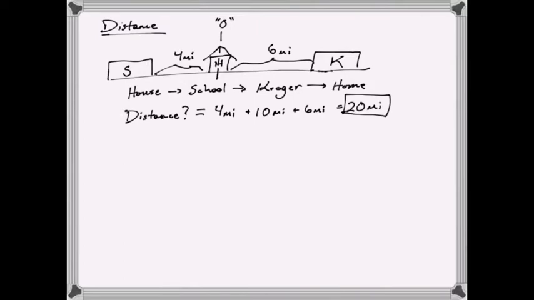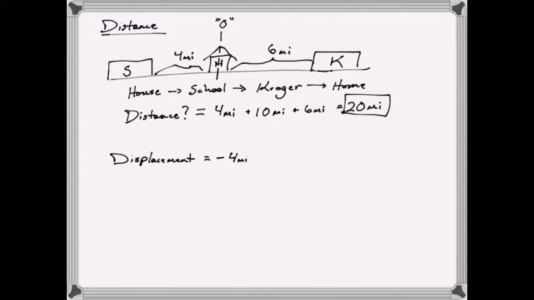Now, displacement is a vector. So how would things be different? Well, again, if we started at home and we went to the school, we went 4 miles in the negative direction, to the left. I'm picking negative to be left as an arbitrary thing, but let's just say, because we're used to that on a number line, the school is 4 miles to the left, so we'll call that negative.